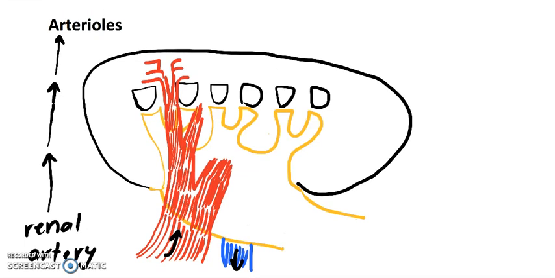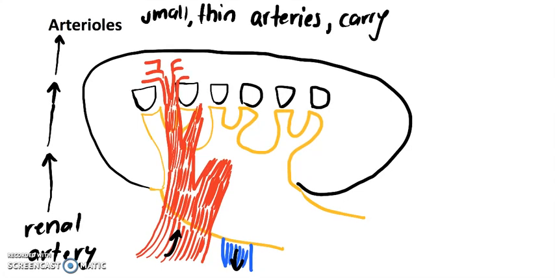Becomes arterioles. And you can consider arterioles as very small, thin arteries. And since they are arteries, they still carry oxygenated blood. But this is where the nephron, the structural unit of the kidney, begins. So this is where the nephron begins.